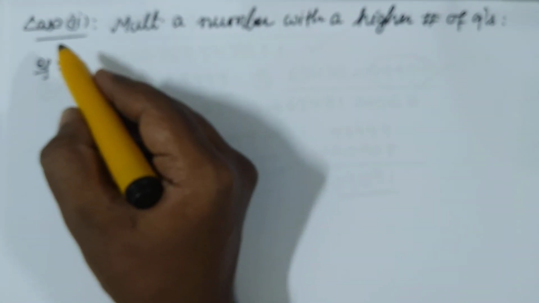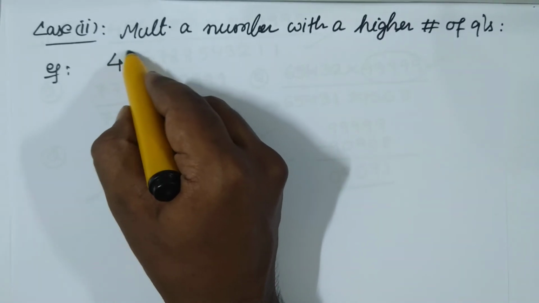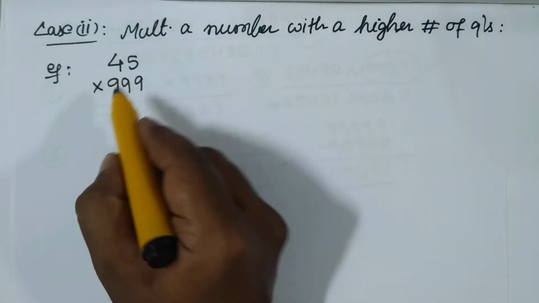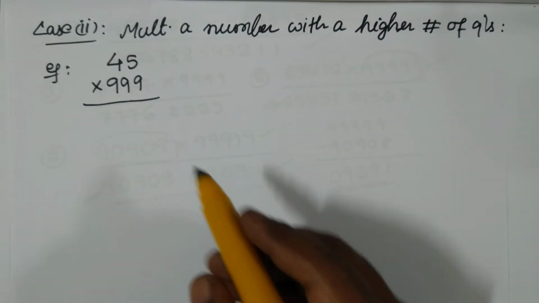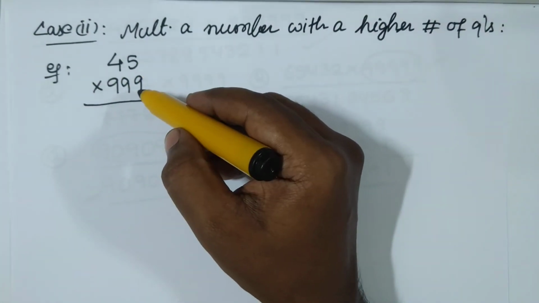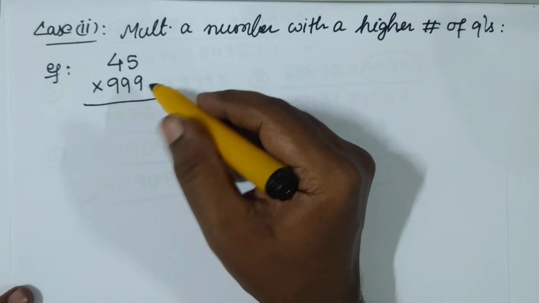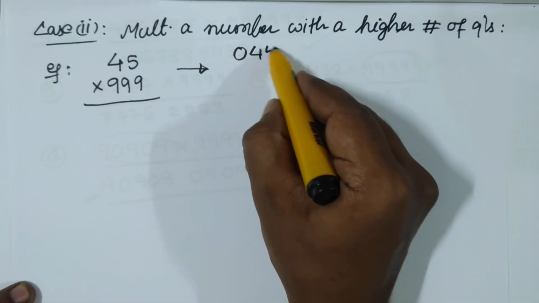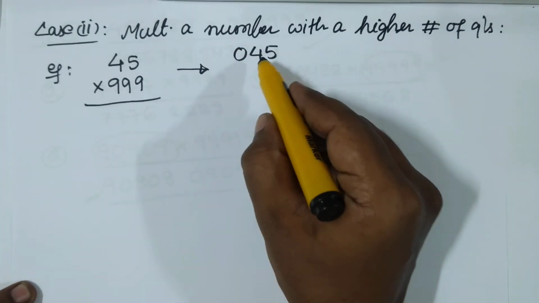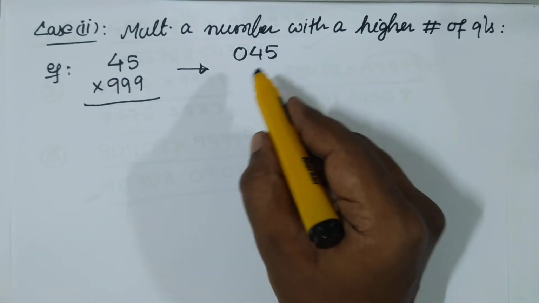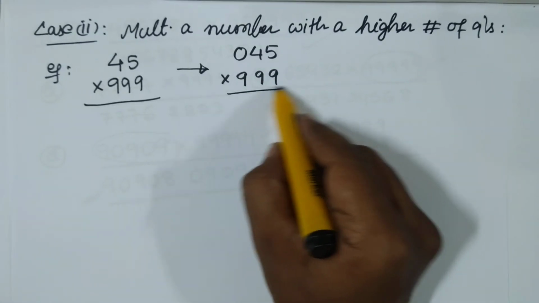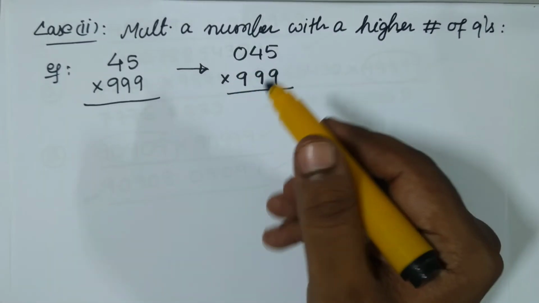For example, let's take 45 multiplied by 999. In the multiplicand we have 2 digits, in the multiplier we have 3 digits. So in this case the multiplicand also will be made 3 digits. We will take 0 here before 45. Now we multiply this by 999. Now you will understand the significance of 0 here.